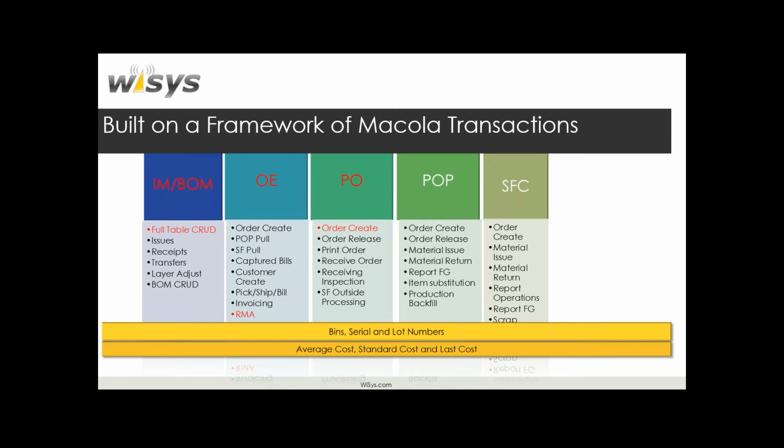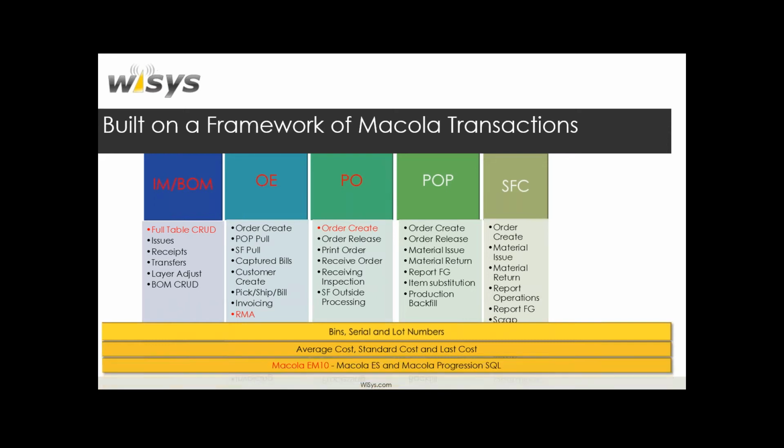As we go forward, we've only supported the Macola ES database and the Progression SQL database, and now we support Macola EM10. So if you migrate from Progression to ES to EM10, the way we've built our objects is that they're what I call version agnostic to Macola. So they're totally normalized in terms of the parameters and how you call them, and you just merely point them at the appropriate database and they make the appropriate changes.